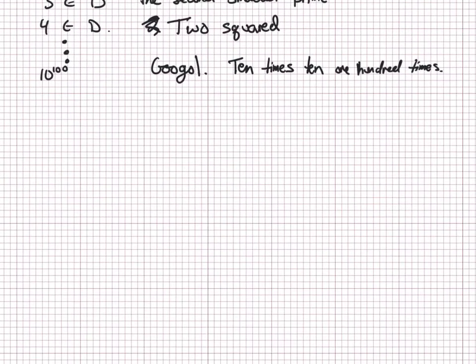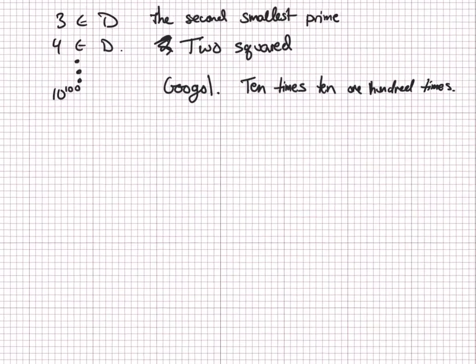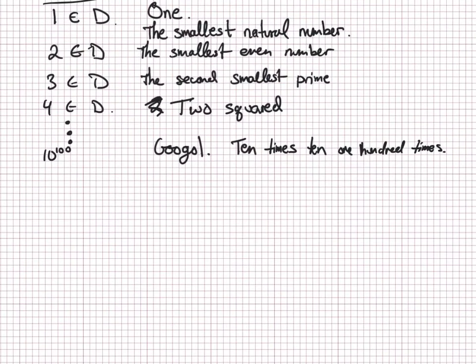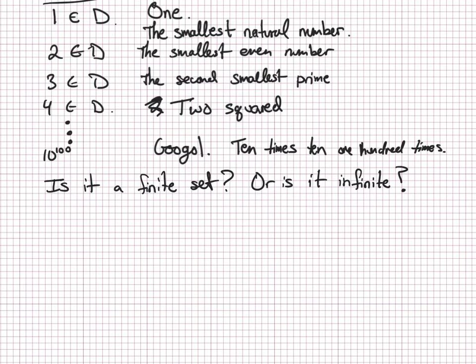Okay, so the next question. We have a lot of examples of things that are in D. Is it a finite or infinite set? We would still like to have some more information about what this thing is. Let's say finite, or is it infinite? So let's go through this. Again, this is a good question to pause and think about.